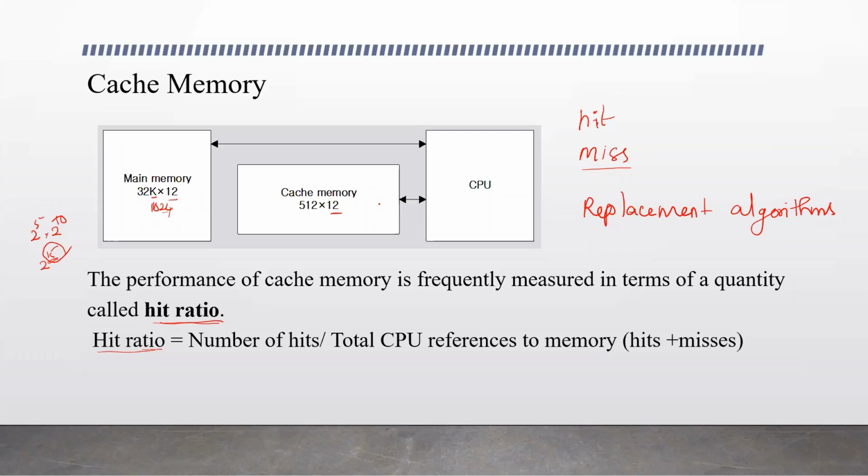So this we call a hit. When the CPU searches for a word in cache memory, if it is available, it is called a hit. If it is not available, it is a miss and it has to get it from main memory. The performance of the cache memory is measured in terms of a quantity called hit ratio. Hit ratio is the number of hits divided by the total CPU references to memory, that is, the number of hits plus misses.